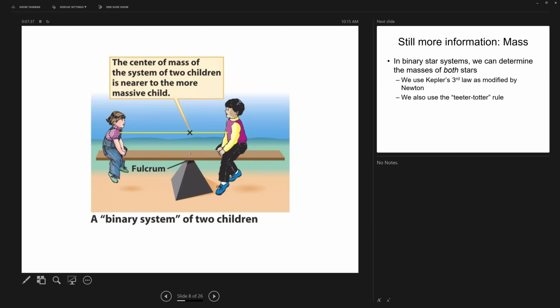Once you have that sum of the masses, you can use the teeter-totter rule to figure out the individual masses. And here's the teeter-totter rule. When you have a two-child system, the center point between them, the fulcrum, is actually their center of mass in this case, and it's closer to the child with the heavier mass.